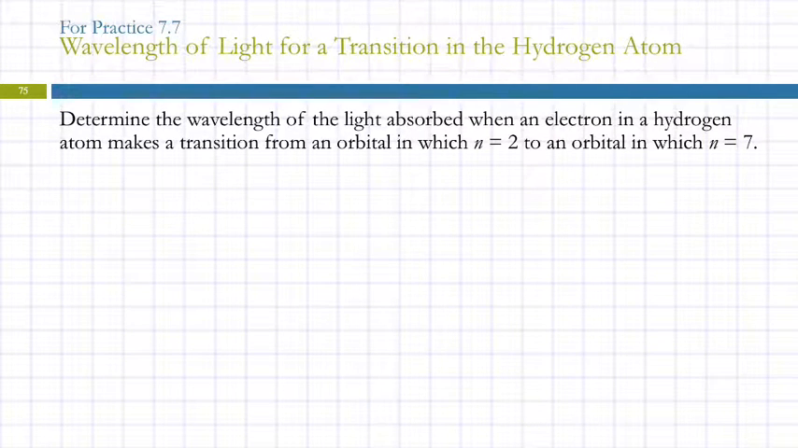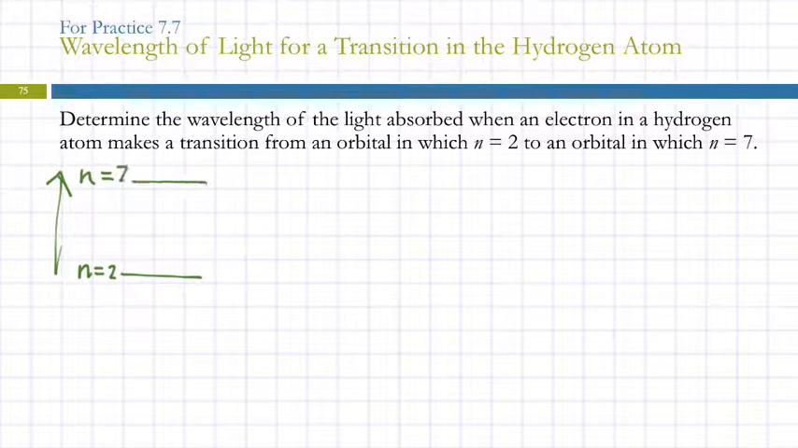Okay, so determine the wavelength of the light absorbed when an electron in a hydrogen atom makes a transition from an orbital in which n equals 2 to an orbital in which n equals 7. So it's helpful to draw a little diagram here. We're starting with n equals 2 and we've got n equals 7. I'm not going to draw the other ones because it's just going to make things confusing. So it's transitioning from n equals 2 to n equals 7. And this is energy increasing as we go up on this little diagram.